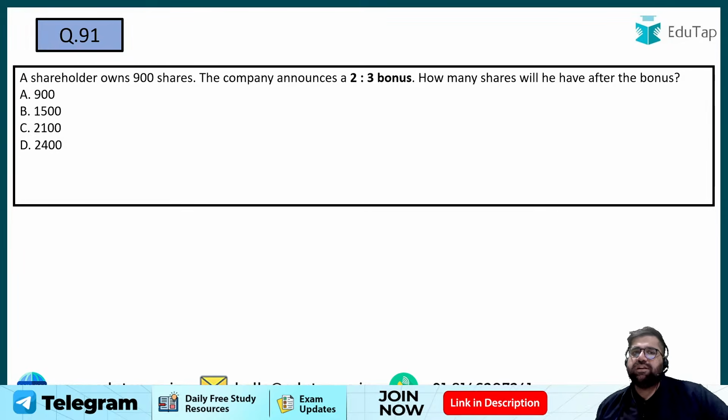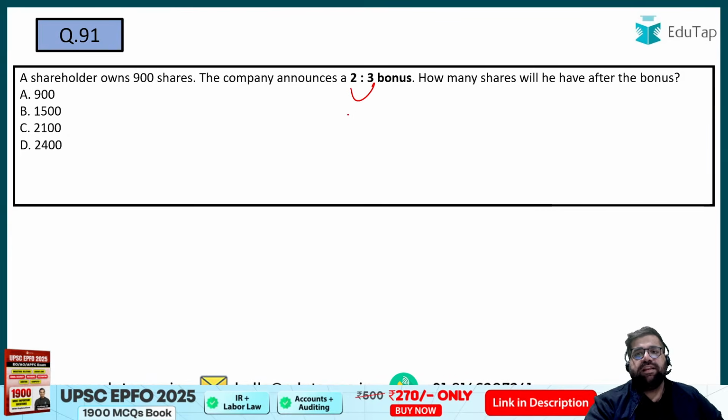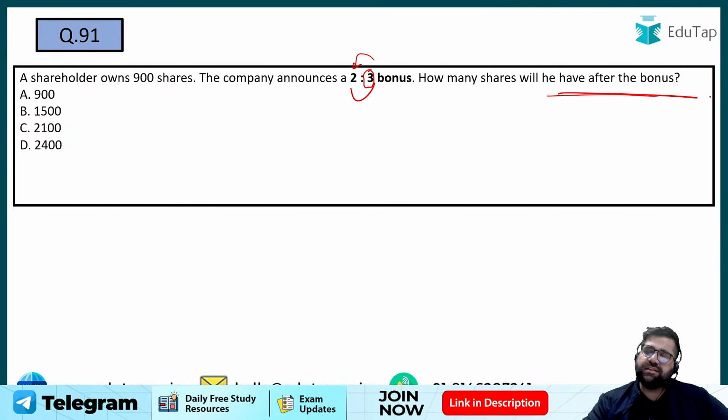Question number 91. A shareholder owns 900 shares. The company announces a bonus of 2:3. 2 for 3 basically means for every 3 shares which you hold, you will get 2 new shares. So how many shares will a person have after the bonus?